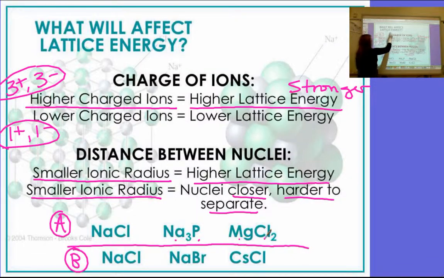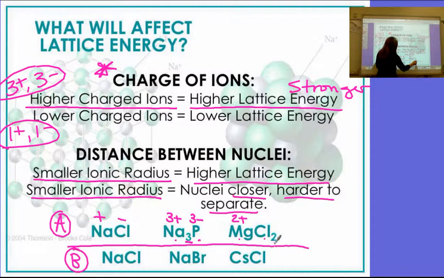Well, always look at this one first. This will be the easiest to figure out. Always look at your charges first. In this case, sodium's a +1, chlorine's a -1. Na3P, oh, there's 3. That means it's a 3+. Phosphide is a 3-. And magnesium, it's an alkaline earth, is a 2+. If I have 2 halogens, that's a total of a 2-.